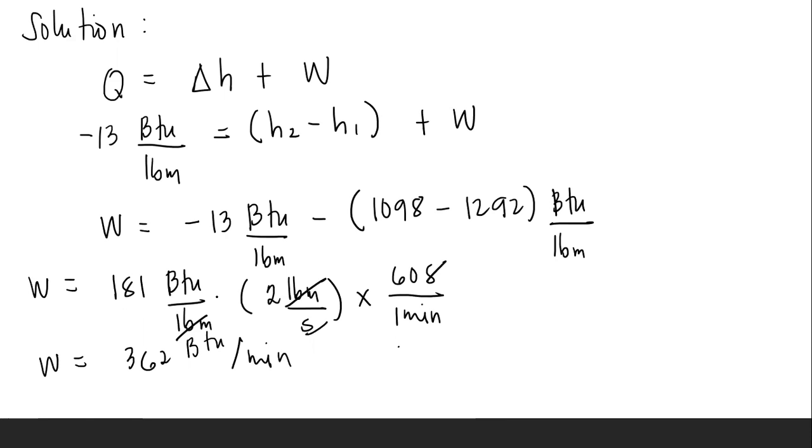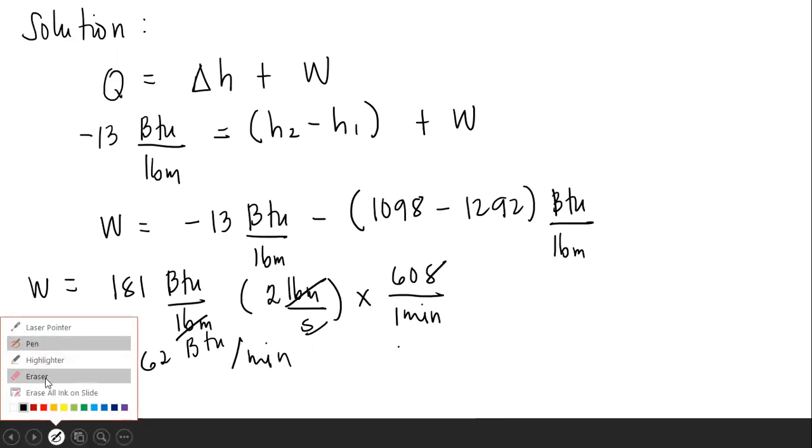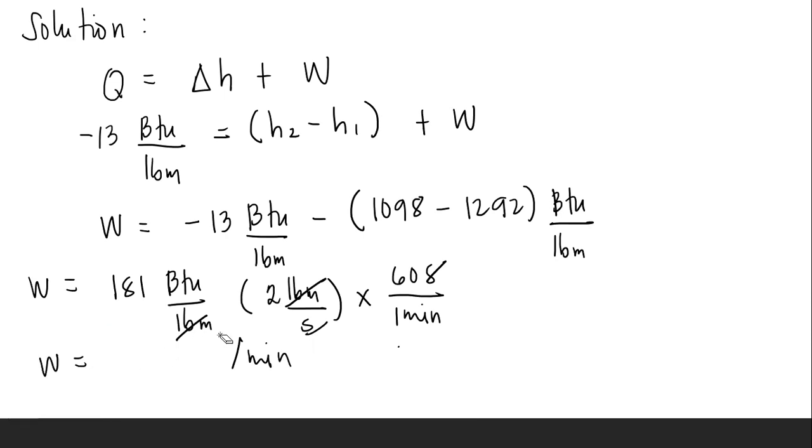Correction. 181 times 2 times 60. 181 times 2, that is 362, times 60. The work is equal to 21,720 BTU per minute.